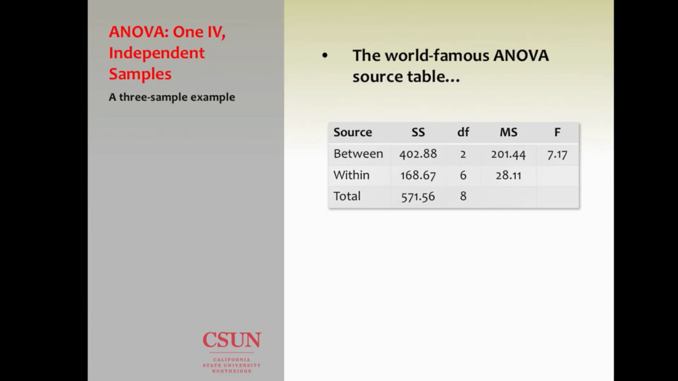The degrees of freedom there, 2 and 6 is 8, and so on. That's just for completeness, not really for any hypothesis testing purpose. So let me go back and compare this to the SPSS output, because the SPSS output gives its own version of this.